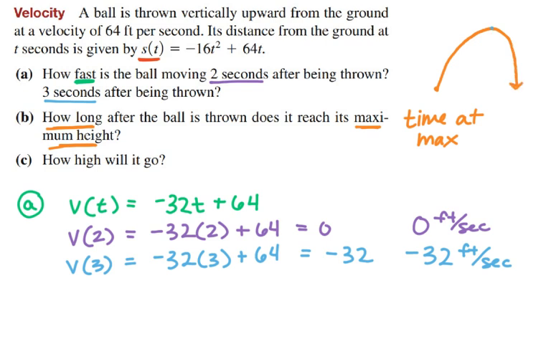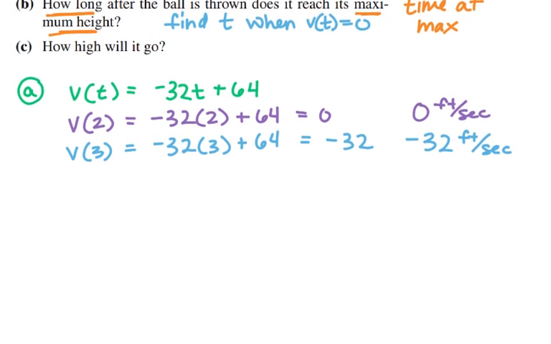Now, what do we know about when it changes direction? What is the velocity going to be right here at that max? The velocity is going to be 0 because we had a positive velocity going up and then we have a negative velocity going down. And when we change from positive to negative, we must pass 0. So this means find the t value when the velocity v of t is equal to 0.